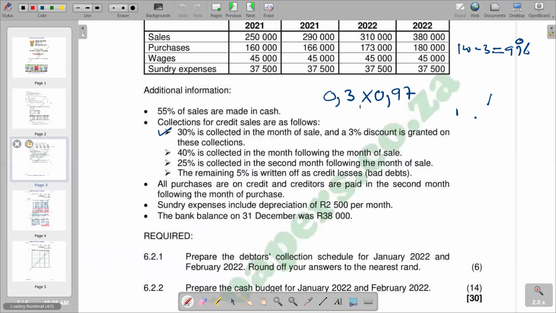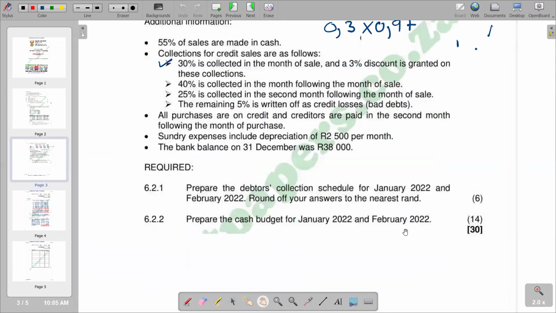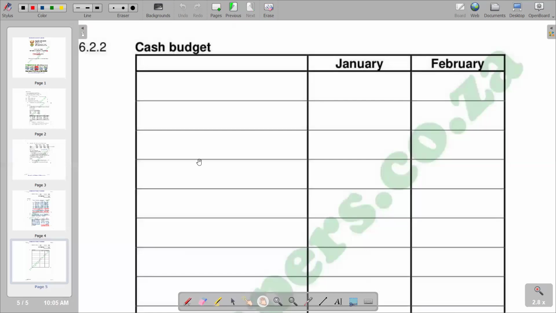We move on to our next question, which leads us to prepare the cash budget for January 2022 and February 2022. So we refer to our answer section. This is going to be our cash budget. So remember, the cash budget records actual cash. It's a focus of actual cash movements in and out of the business. So non-cash items are not going to be recorded in the cash budget. For example, we've got depreciation. It's not supposed to be recorded in the cash budget because depreciation does not concern movement of cash. So let's take note of that.